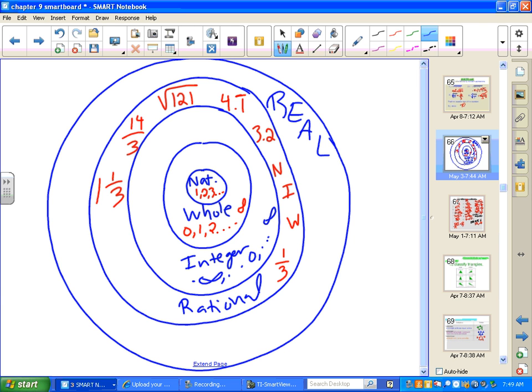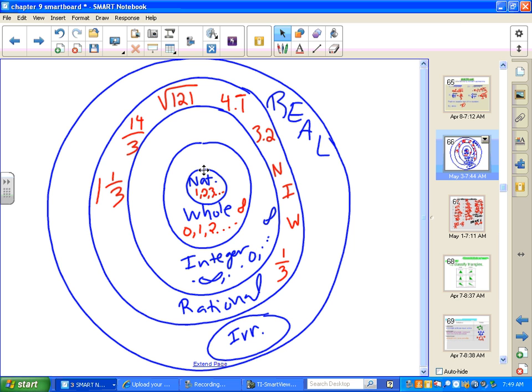It has no pattern. Besides pi, what kind of square root is irrational? Good, non-perfect. So like square root of 113. A real number are all of these in the circle. Irrational is also real.